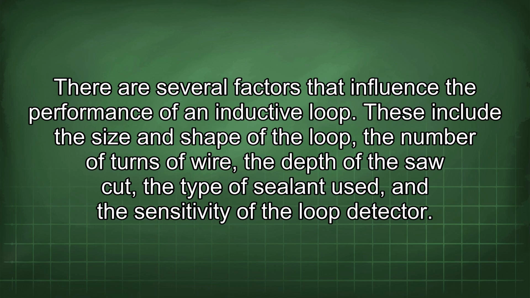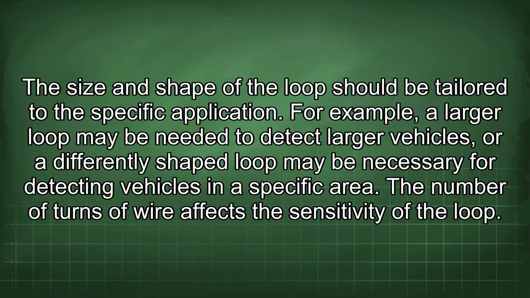These include the size and shape of the loop, the number of turns of wire, the depth of the saw cut, the type of sealant used, and the sensitivity of the loop detector. The size and shape of the loop should be tailored to the specific application. For example, a larger loop may be needed to detect larger vehicles, or a differently shaped loop may be necessary for detecting vehicles in a specific area.